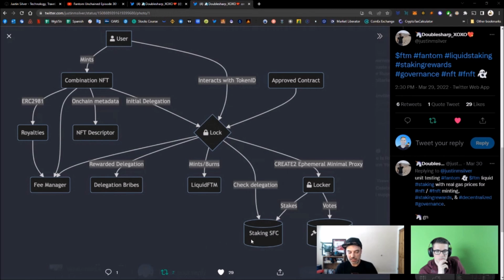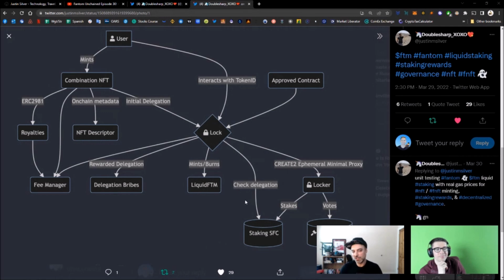By using an NFT to represent that position, you can mint a synthetic asset from it, have a debt on the NFT for it, but then sell that NFT to somebody else so that they can repay the debt on it and undelegate the underlying FTM.